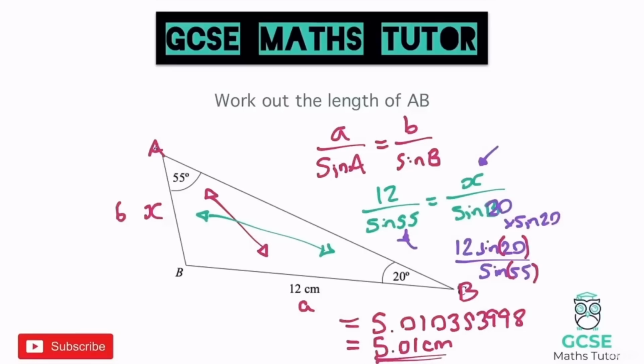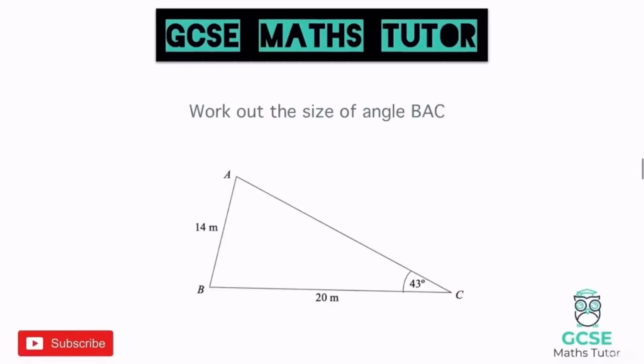Let's have a look at an idea where we've got to find the angle. Okay, so in this question, let's have a look. Work out the size of angle BAC. So let's identify that. That is here, BAC. Okay, so we're going to use the formula the other way around this time. So sine A over A equals sine B over B.